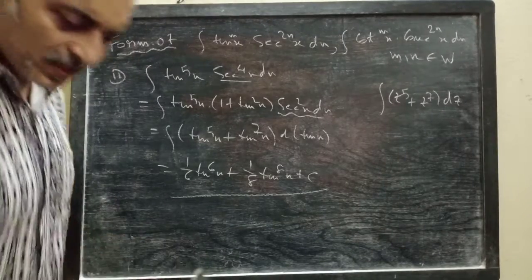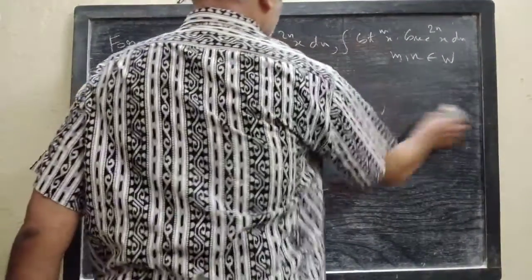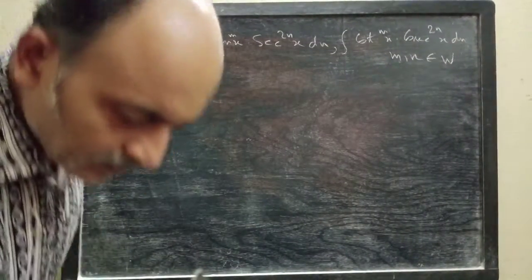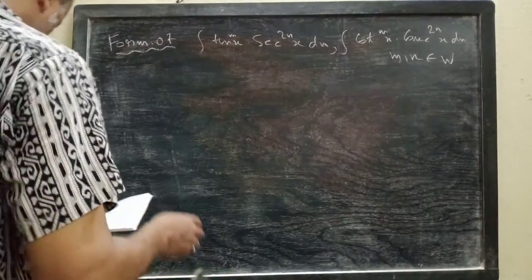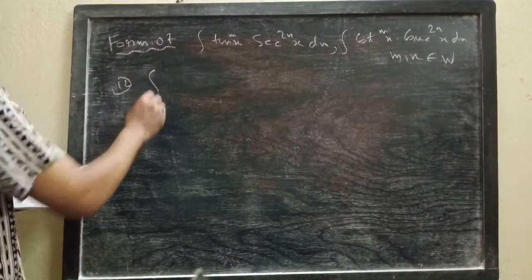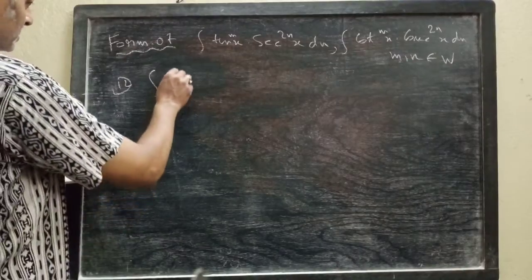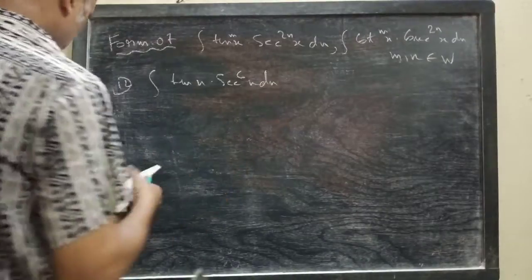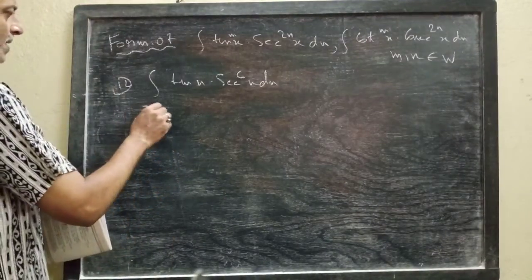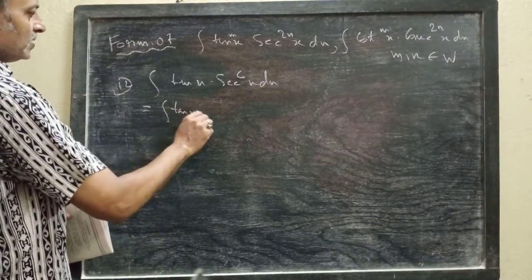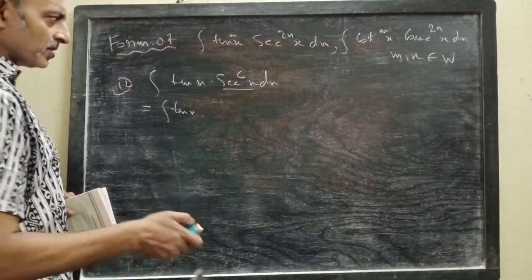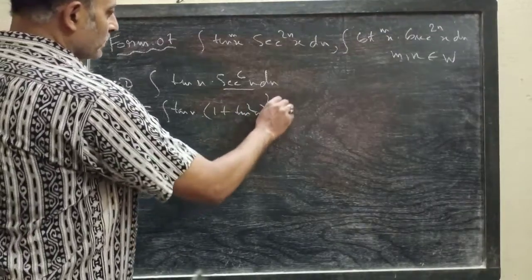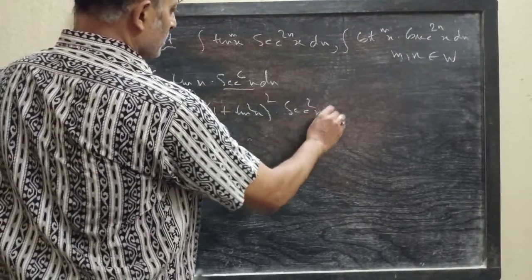Next, number 12. Integration tan x sec to the power 6x. In a similar way, I am writing tan x unchanged, split it into sec to the power 4 into sec square. That sec to the power 4 can be written as 1 plus tan square x whole square. Then I am writing sec square x dx.